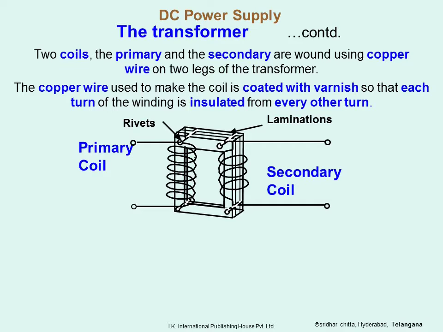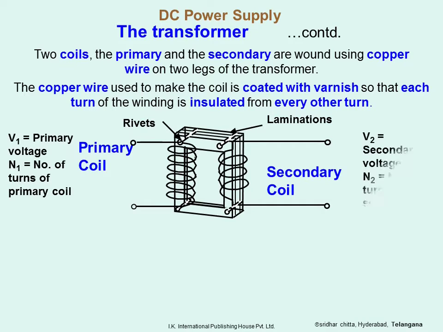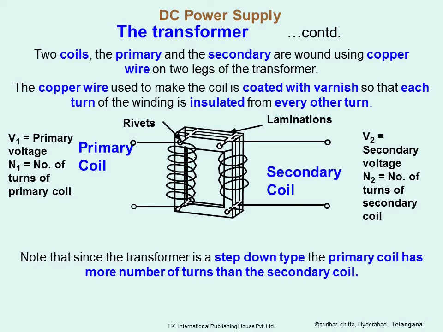Note that since the transformer is a step-down type, the primary coil has more number of turns than the secondary coil. When the secondary is on open circuit, its terminal voltage is the same as the induced EMF, and V2 divided by V1 is approximately equal to N2 divided by N1.